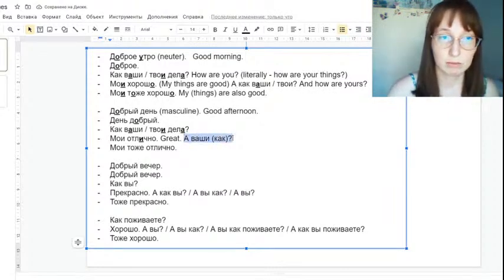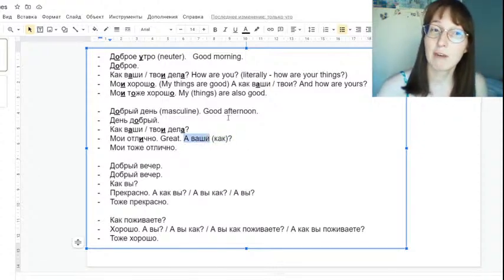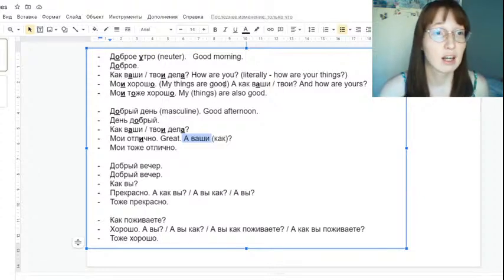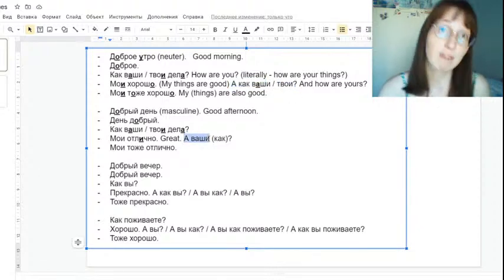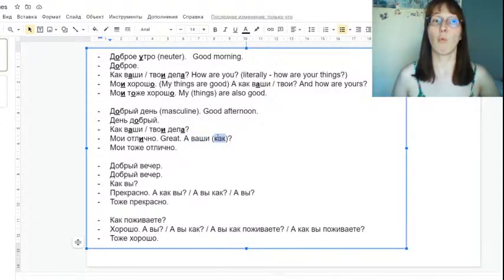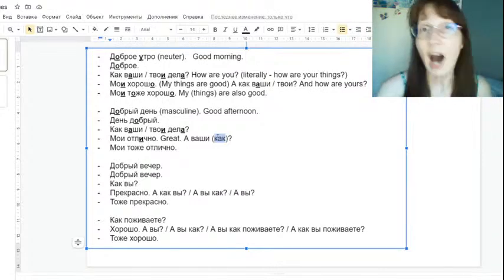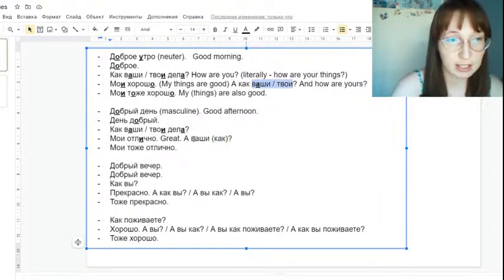And again, the same question. А ваши, like here. So you see, it's a bit different way of asking back. You can say а как ваши or а как твои. Also you can say а ваши, or you can add the word как at the end. А ваши как? А твои как? Okay?